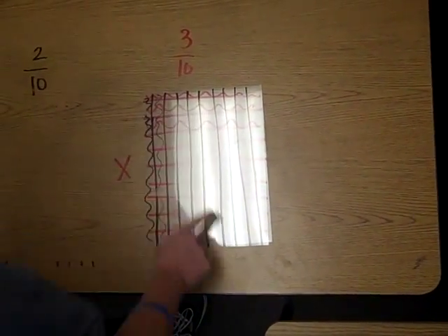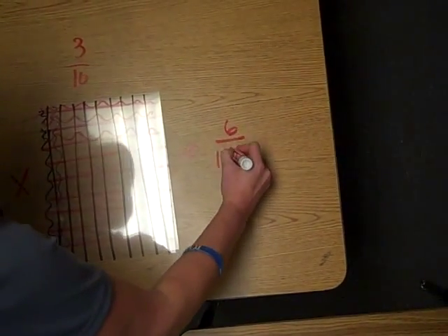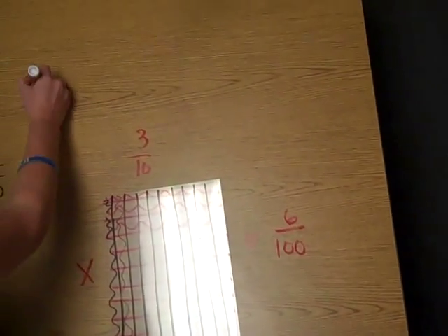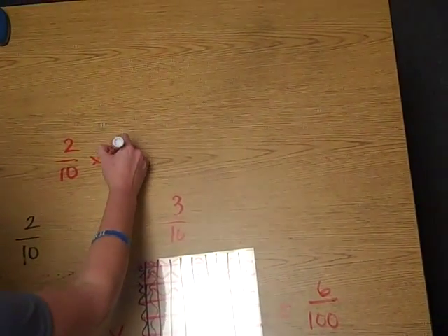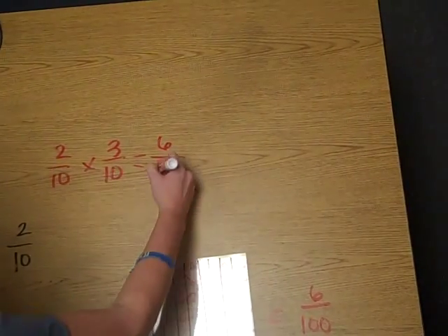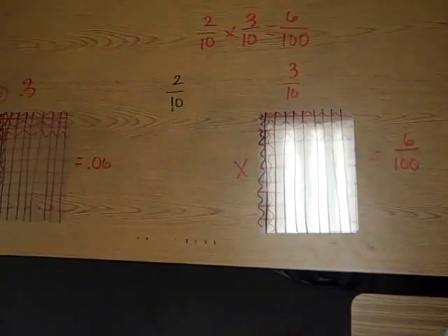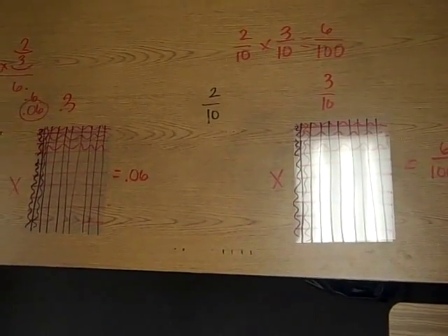I've got 6 out of how many equal pieces? Gives me 6/100. I can do the standard algorithm. 2/10 times 3/10. 2 times 3 gives me 6. 10 times 10 gives me 100. So you can see that they're equivalent, that they have the same value.